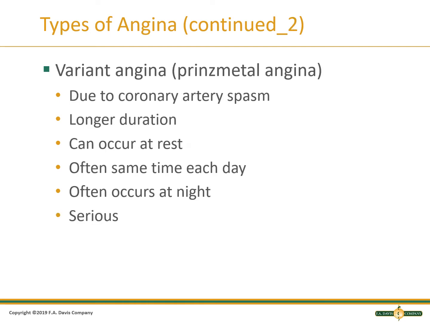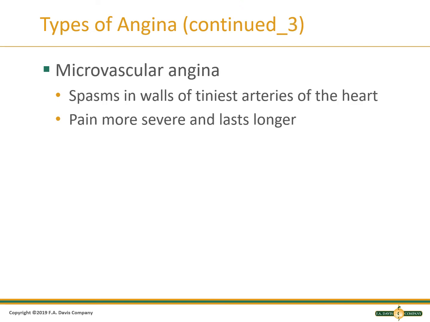Variant or vasospastic angina is caused by coronary artery spasms and is serious. It often occurs in a cyclical pattern, that is, the pain occurs around the same time each day. The pain lasts longer than stable angina, can occur at rest or with exercise, and often occurs at night. Microvascular angina is caused by spasms in the walls of the tiniest arteries of the heart that reduce coronary blood flow. Pain may be more severe and last longer.